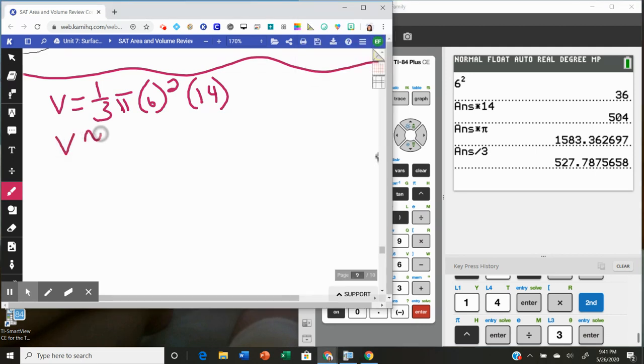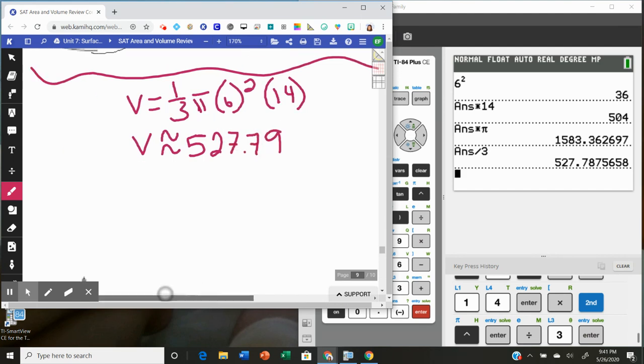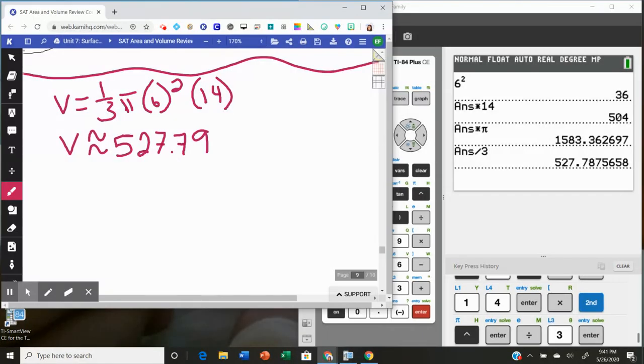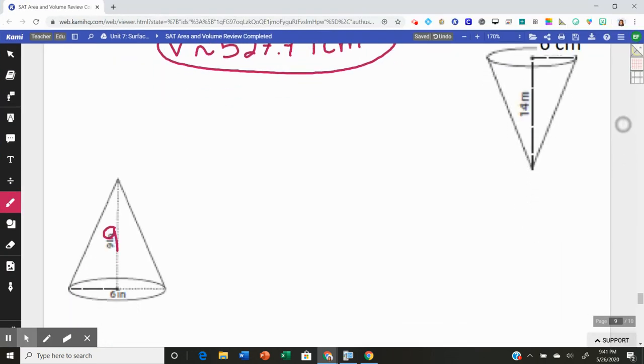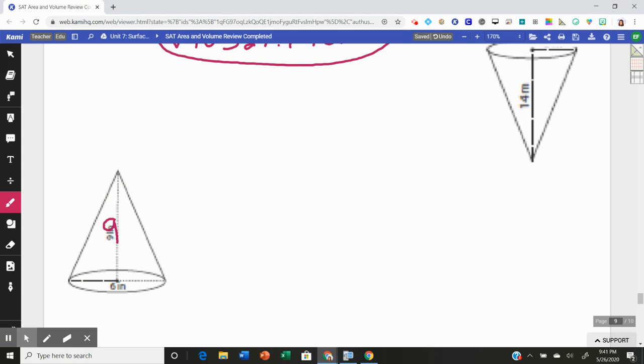So I get that my volume is approximately 527.79. And my units are centimeters cubed. All right, if you haven't paused me yet to try one of these problems, please do so now. Hit pause, try this last problem. The perpendicular height is 9. I know it's a little hard to see.